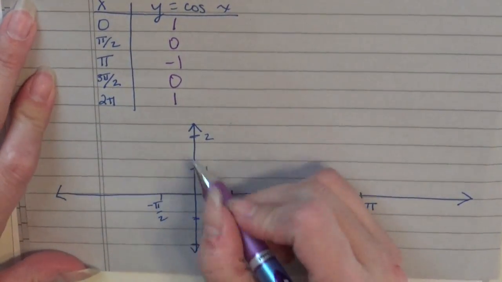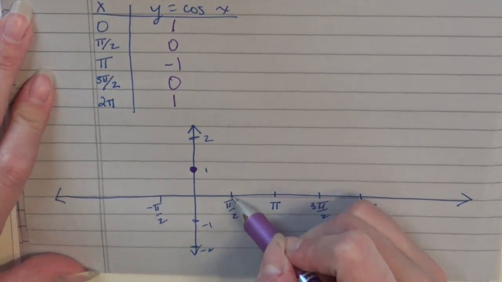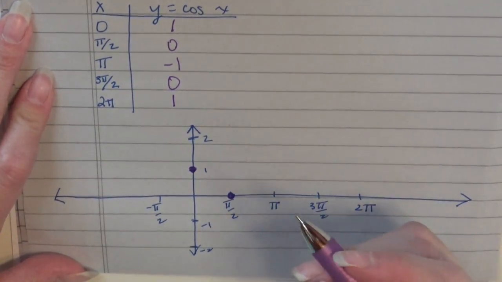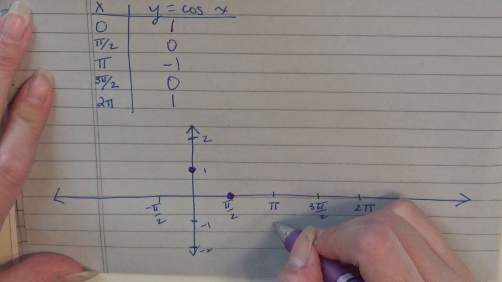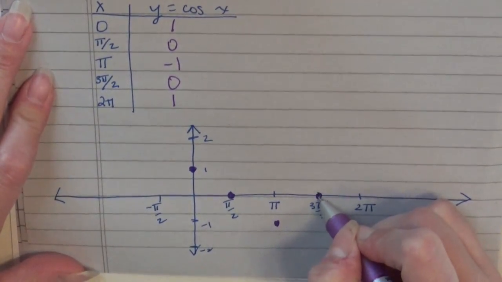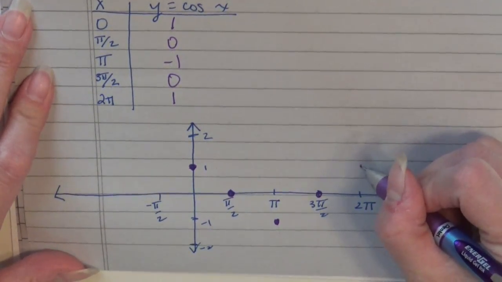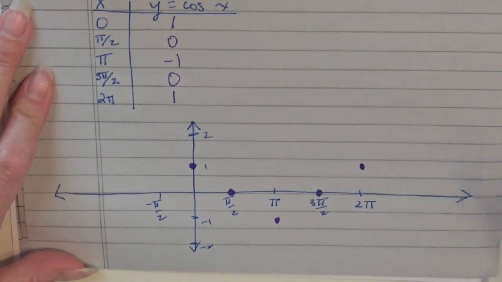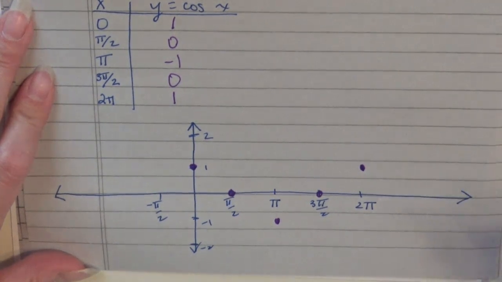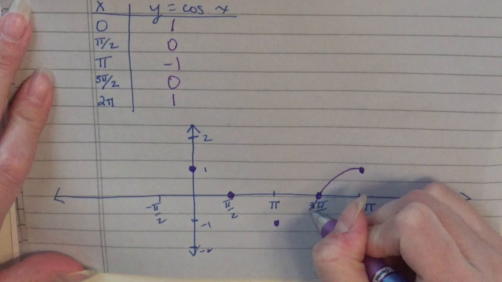So 0, 1, then pi over 2 for x, 0 for y, then pi and negative 1. We have another x-intercept at 3 pi over 2, and then we have a point at 2 pi, 1. Okay, and just like before, we connect these dots using a smooth curve. So we're going to get a graph that looks like this.